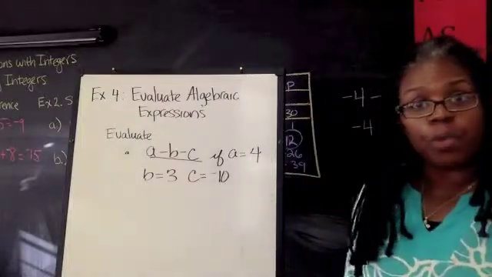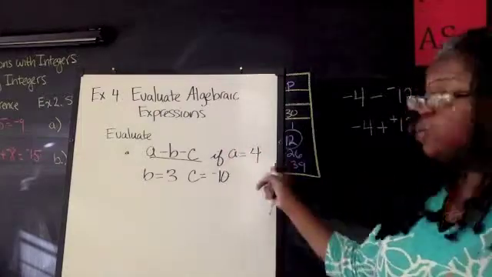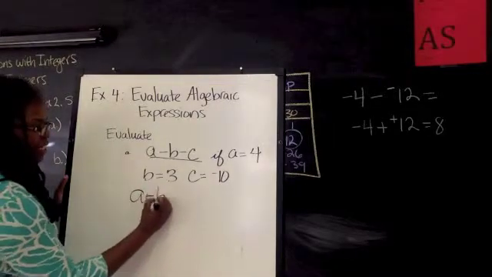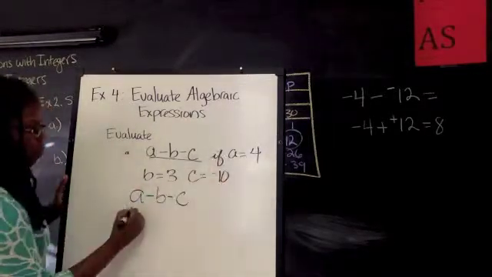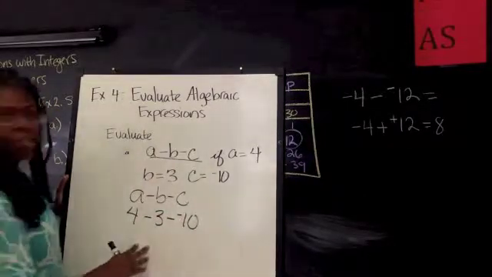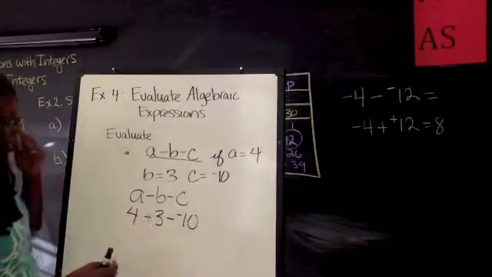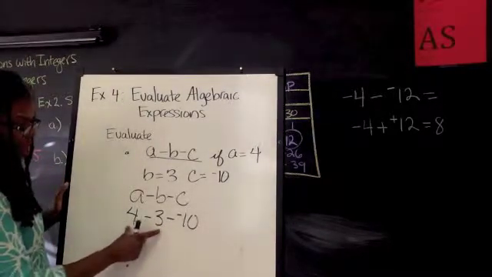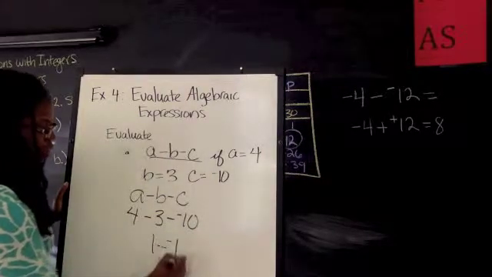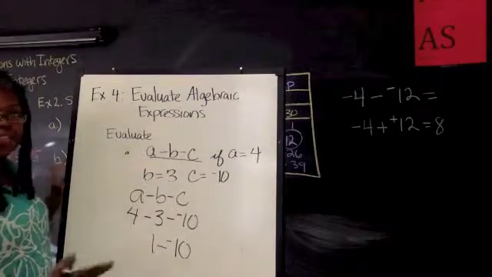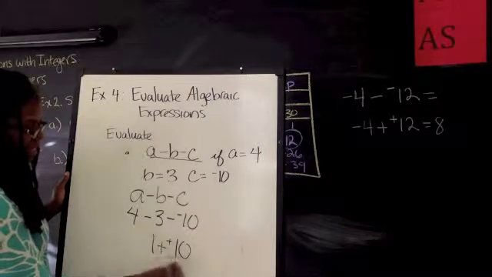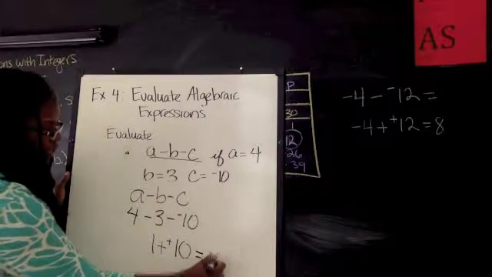The first thing we all know that we need to do is replace the variables with their assigned values. So we step over here, and instead of having A minus B minus C, I will write 4 minus 3 minus a negative 10. So I've just replaced the variables with their values, and now I can go ahead. I'm going to take it 2 by 2. So 4 minus 3 will give me a positive 1. So I end up with 1 minus a negative 10, and this is a great opportunity for me to do keep, change, change. 1 plus a positive 10 is going to end up giving me 11.